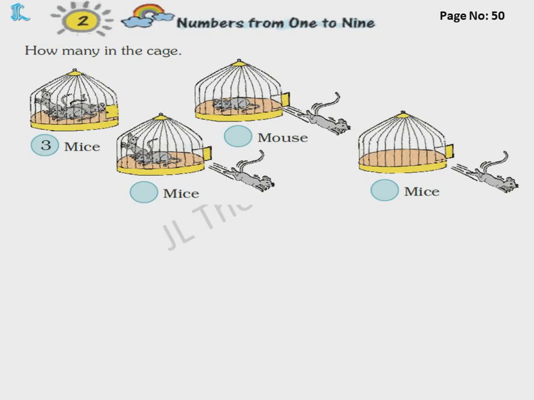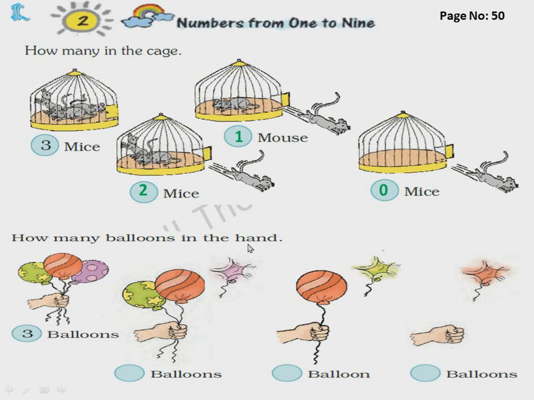Next, page number 50. How many in the cage? Now you have to count how many mice are there in the cage and you have to write. Okay. 1, 2, 3. 3 mice are there. Next, one jumped out of the cage. So how many are there? 1, 2. Now one more jumped out of the cage. So how many mice are there now? 1. Now that also jumped. Are there any mice in the cage? No. So 0.